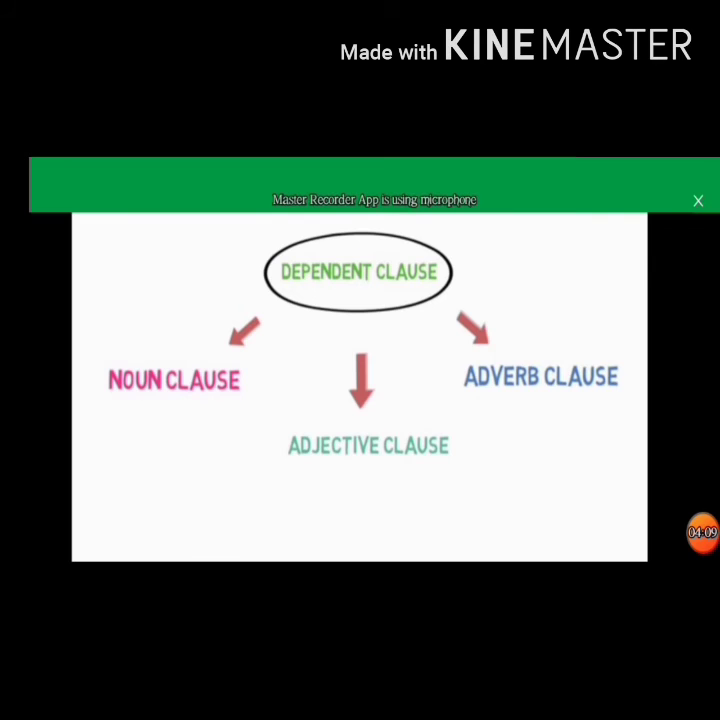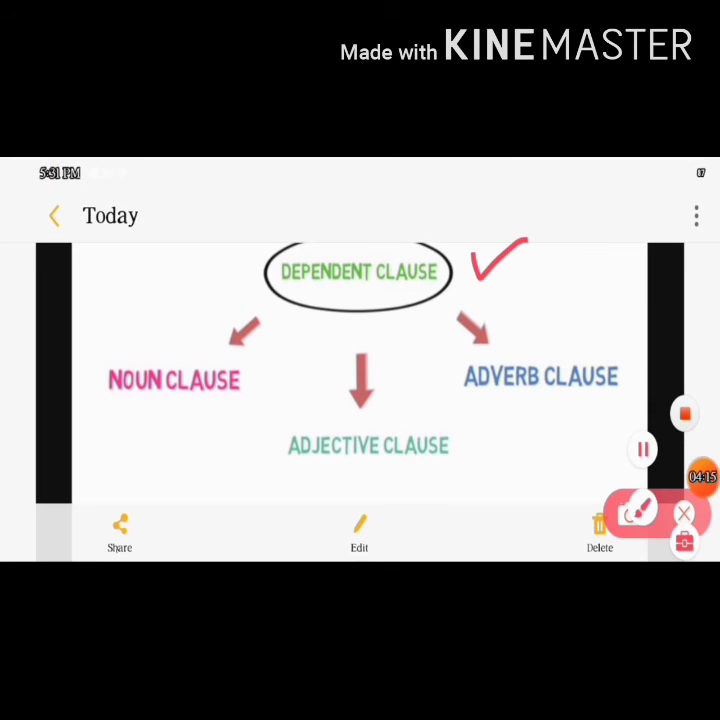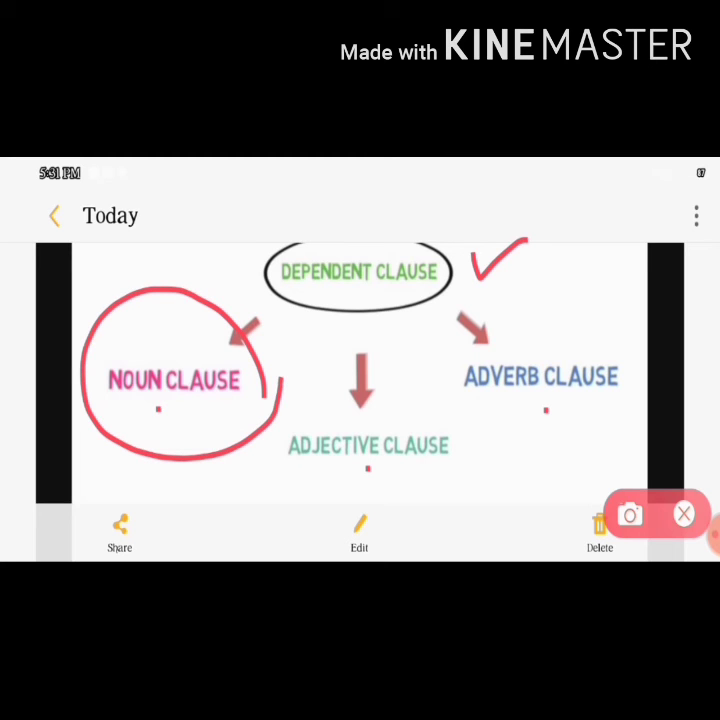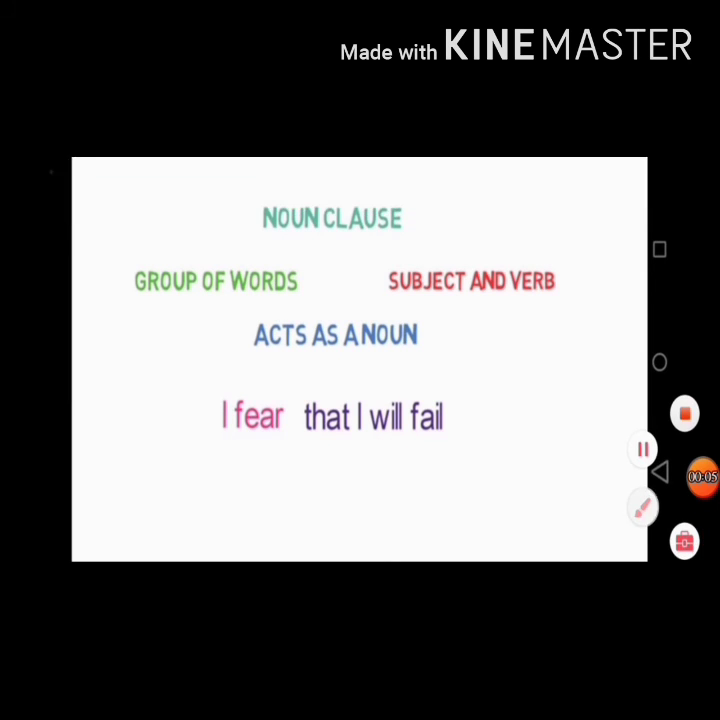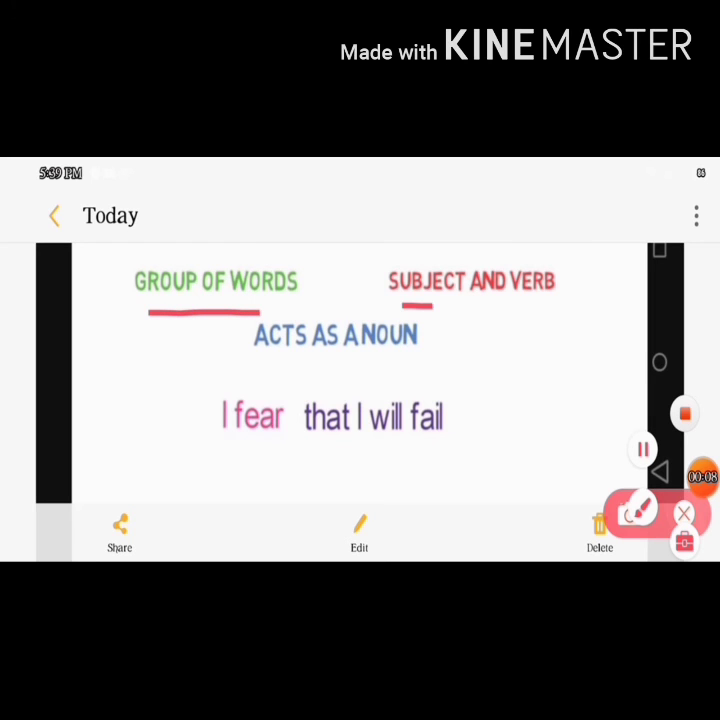So further we have three kinds of dependent clause. This is dependent clause and it has three forms: noun clause, adjective clause and adverb clause. Today our topic is to read noun clause. What is noun clause? Now this is our main point to discuss. What is noun clause? Noun clause is a group of words with subject and verb, and it acts as a noun. In your sentence, the group of words acts as a noun, so this will be called noun clause.